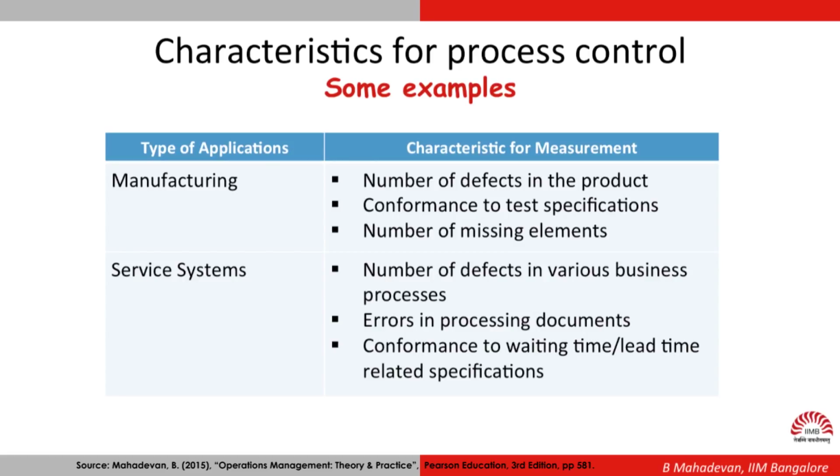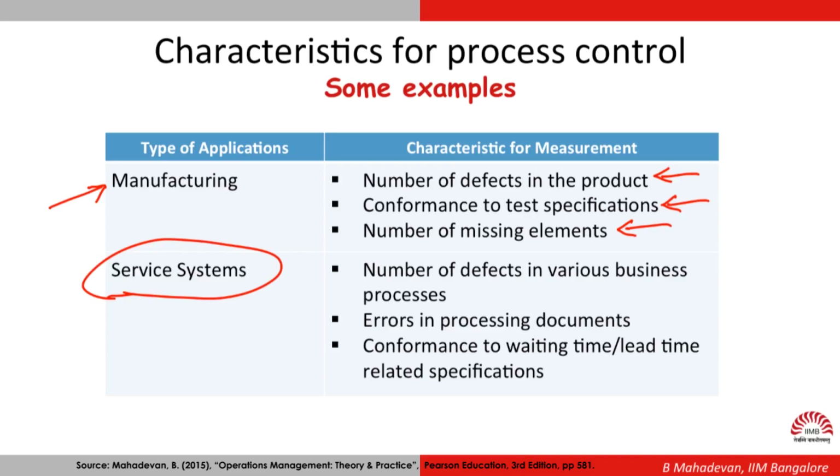What you see here are typical examples of what could be those characteristics in manufacturing and services. For instance, in manufacturing, one possibility could be the number of defects or certain specs, and then we need to check whether it conforms to the specs. Maybe it is about missing elements, which could be an element of defect which we want to control.